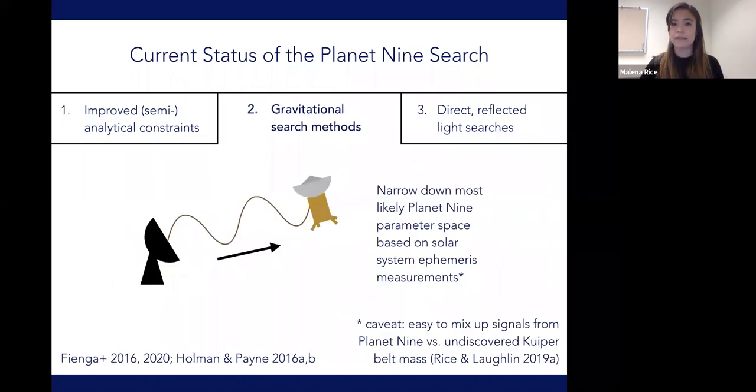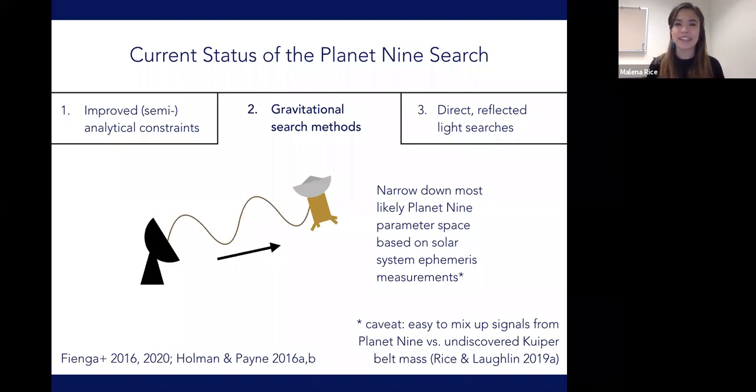Another way is you can use gravitational probes. So we can narrow down where a planet can be based on the locations of objects with a known solar system ephemeris. The United States tracks the locations of its spacecraft using radio telescopes in the Deep Space Network, which can pinpoint the locations of these spacecraft in the 1D line of sight direction to within just a few meters. So for example, the Cassini radio ranging data was used by Fienga et al. 2016 and Holman and Payne 2016 to suggest likely regions of parameter space for this planet.